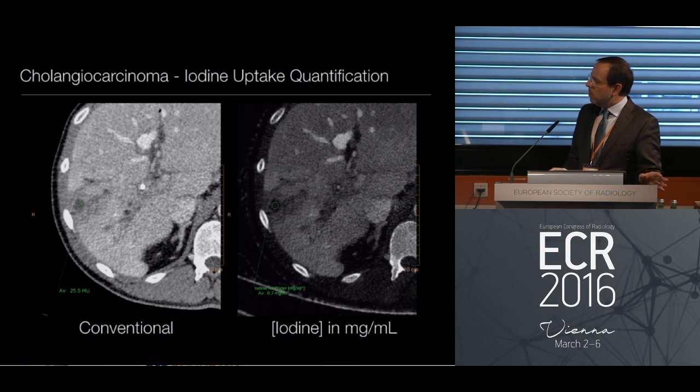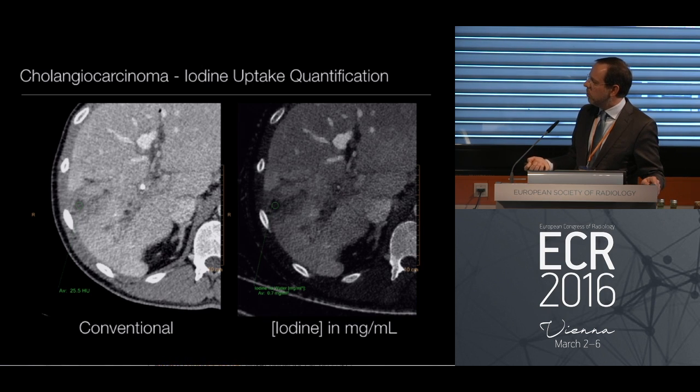So if we look a little bit more closely at this lesion, we see that there's an area of low density in this lesion. And what is going on? Is this necrosis, or is this a cyst, or what's happening in this lesion? Well, let's look at some of the additional spectral reconstructions, and perhaps they can help elucidate what's going on.